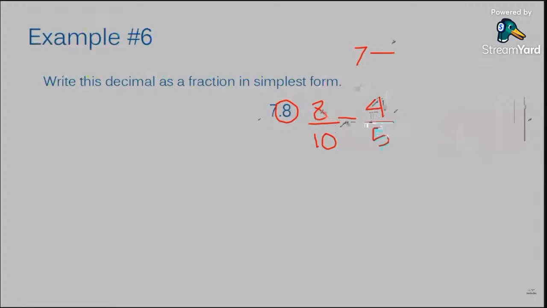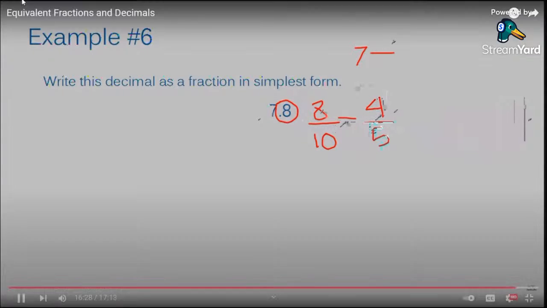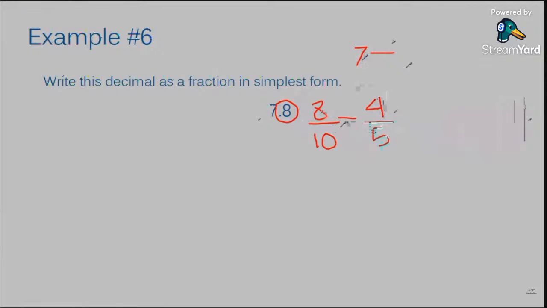This is the fraction portion in its simplest form, but I cannot say that this is the answer. I have to remember to add it to my 7 because remember, we only dealt with the 8/10 part to get this 4/5. We must add the 4/5 back to that 7. We already brought it up here in the beginning. So I'm just going to write my 4 in. Now I'm going to write my 5 in. I'm going to circle this because 7 4/5 is this decimal as a fraction in its simplest form.